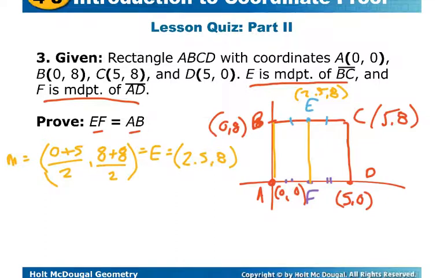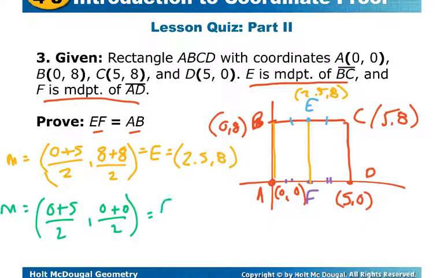Alright, the other piece, we're going to find the coordinate of F. So the coordinate of F comes from our x's being added and averaged, and then our y's being added and averaged. And so we get 2.5 and 0 for F. So we have now gotten the coordinates of these two, which is in the middle.